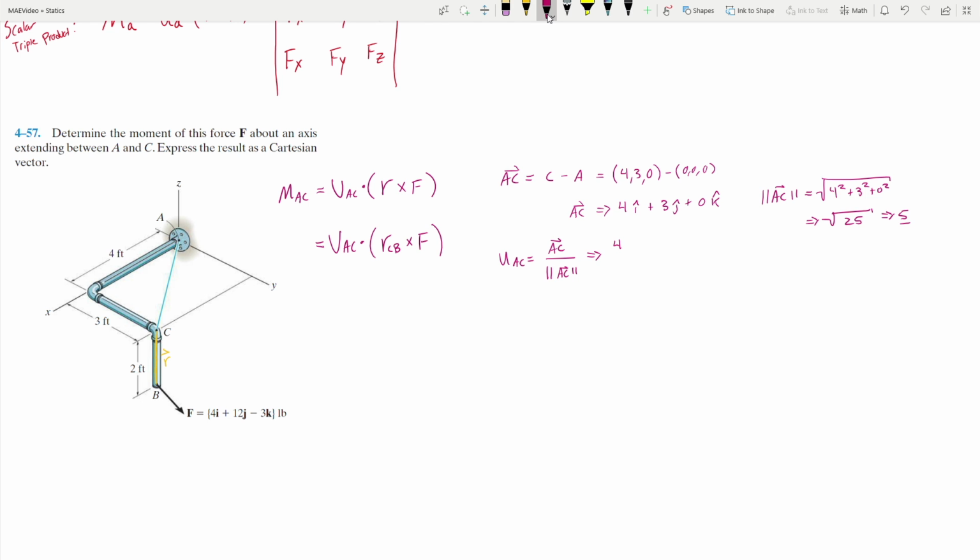So AC we know is 4, 3, 0, all divided by 5. So that means our unit vector will be 4/5 I plus 3/5 J plus 0 in the K. Okay.